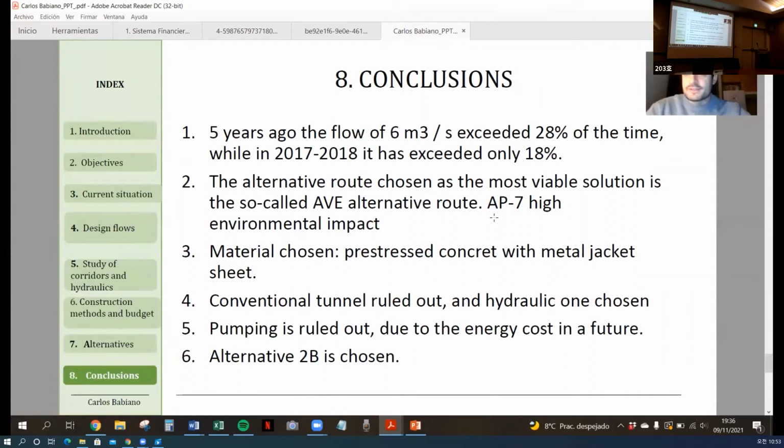First of all, if we want to design a new pipe, we have to find new infrastructures. Second of all, we have to find infrastructure that already existed because it's easier to build. And then pumping is expensive in the long term. As a material, for other projects it will be the processed concrete with metal jacket due to the resistance.